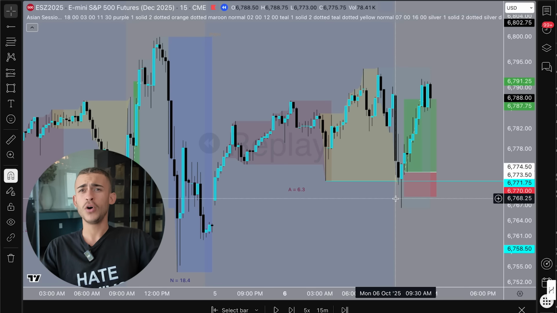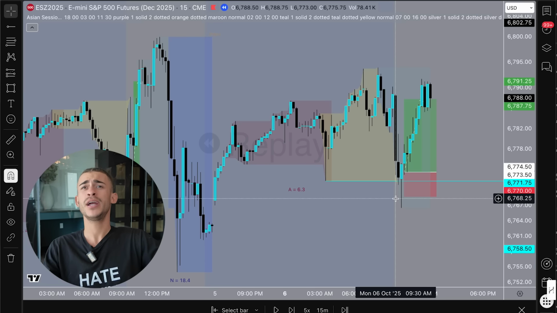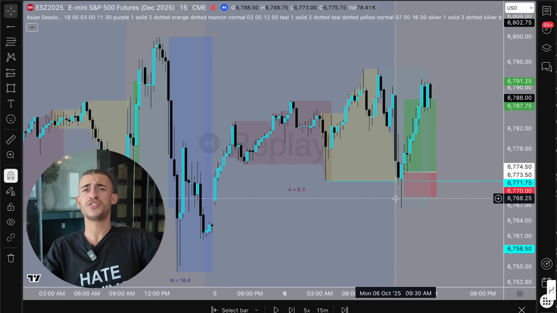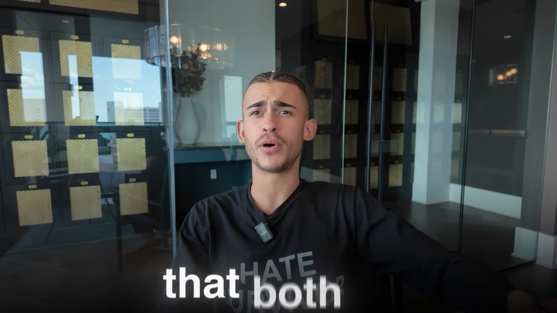When price sweeps a low, all of the people who were short get trapped. When it reverses, they're forced to exit their position, right? So when you're exiting a short, you're actually buying back into the market, adding fuel to the move up. You're not predicting anything. You're waiting for institutions to show you where the liquidity is, grab it, and then you trade the reversal. Now I'm gonna backtest the strategy to prove to you that both of these setups work.